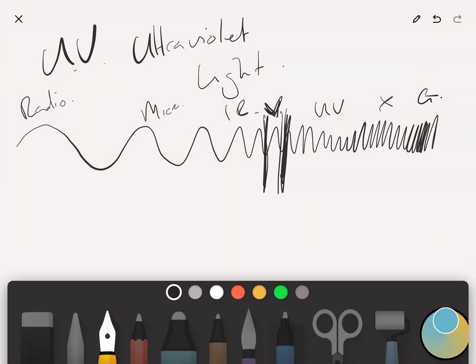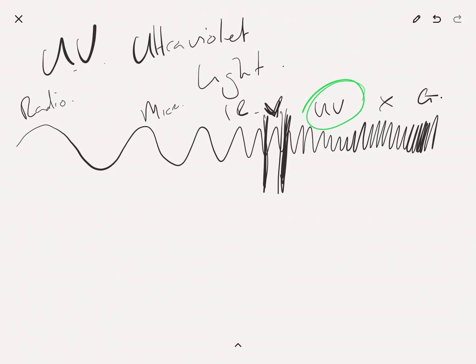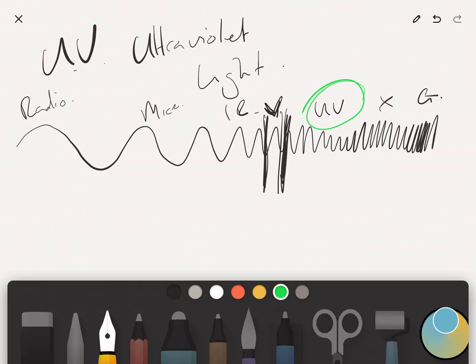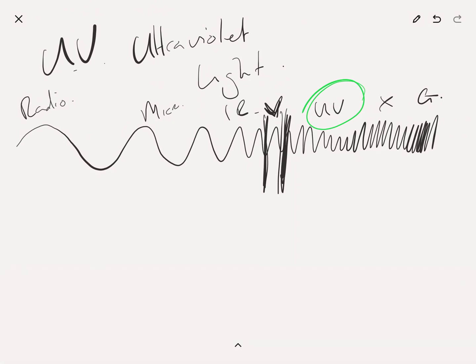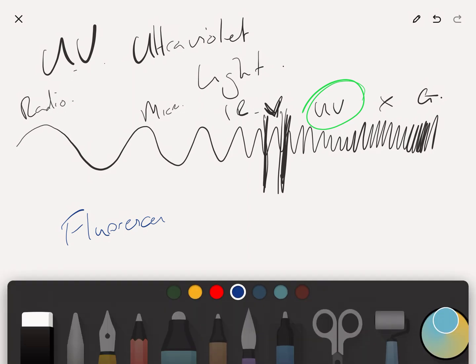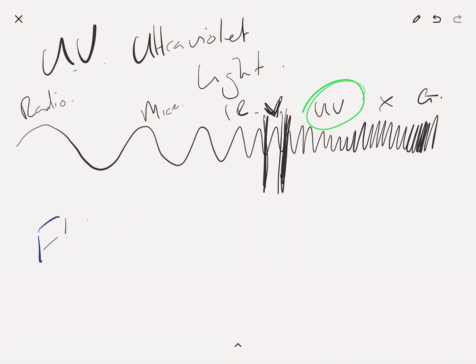If we look at UV, it has some uses such as tanning. It causes your skin to age quite badly, but it's used in tanning. But it's also used for fluorescence. Oh, appalling spelling. What is going wrong with me? Let me get rid of that. How embarrassing. Fluorescent. Okay.